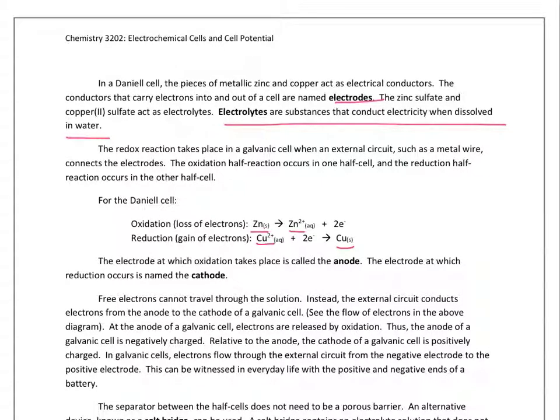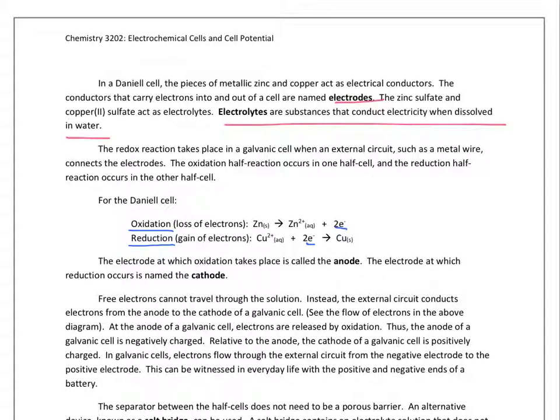Again, they were zinc sulfate and copper 2 sulfate, but if we were to write out the net ionic equation, the sulfate ion is actually just a spectator ion. According to their half reactions, since zinc loses electrons, it's undergoing oxidation. Since copper gains electrons, it's undergoing reduction.